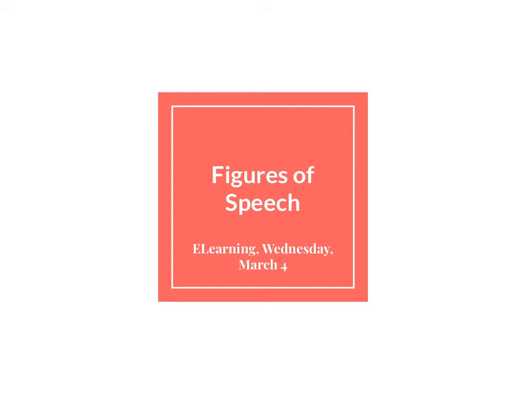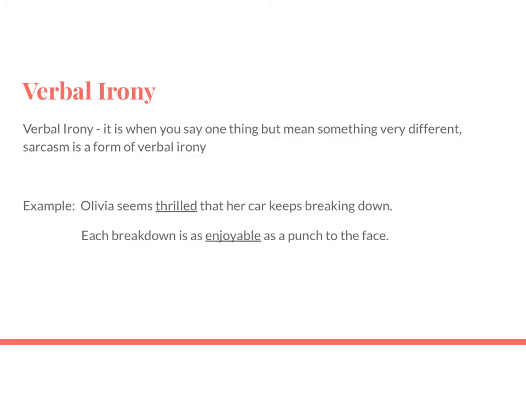So the lesson that you guys are going to work on for e-learning today is figures of speech or figurative language. The first type of figurative language we're going to talk about is verbal irony. It's when you say one thing, but you really just mean something very different. So any form of sarcasm would be verbal irony.